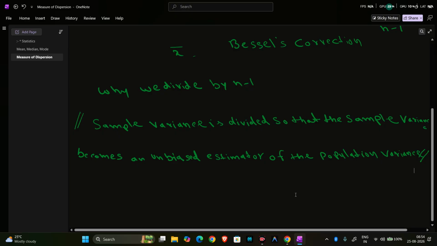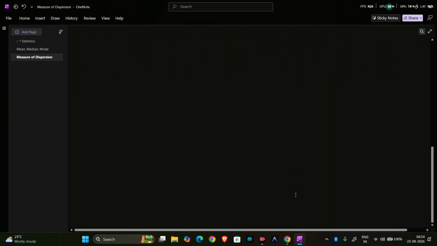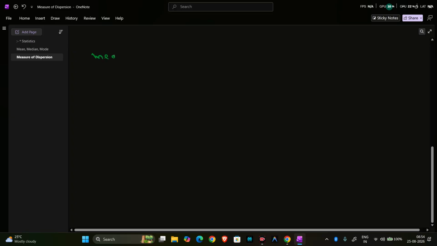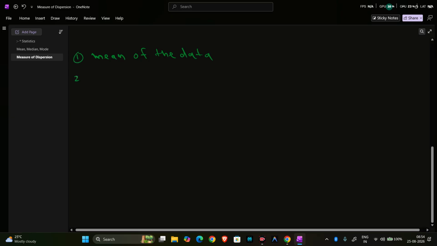So we saw this one and we saw the formula. How do we calculate this? We'll see one example. First, how we can calculate the variance. First we need to calculate the mean of the data. Next we have to subtract the mean from each value.